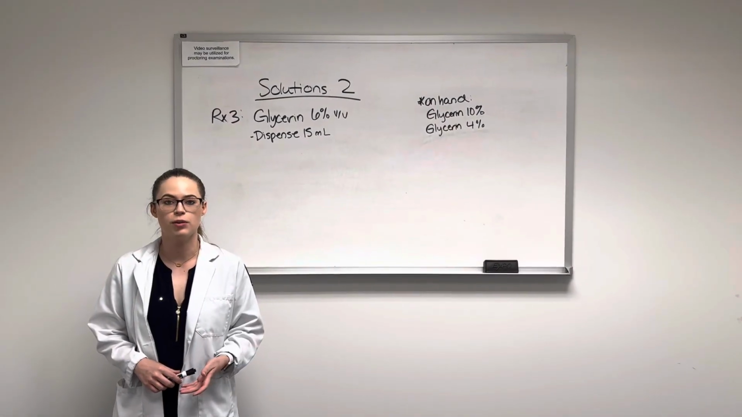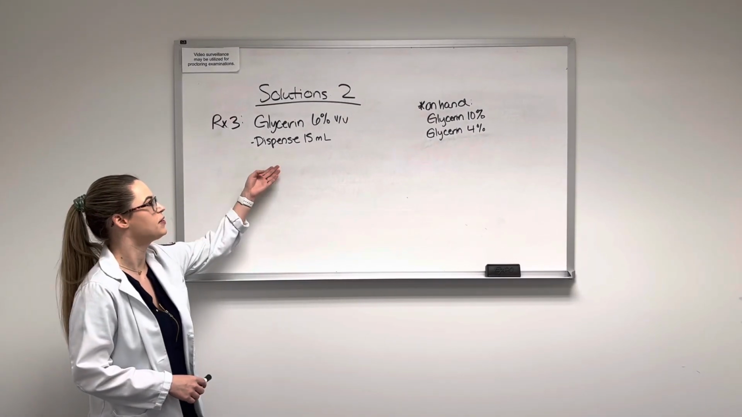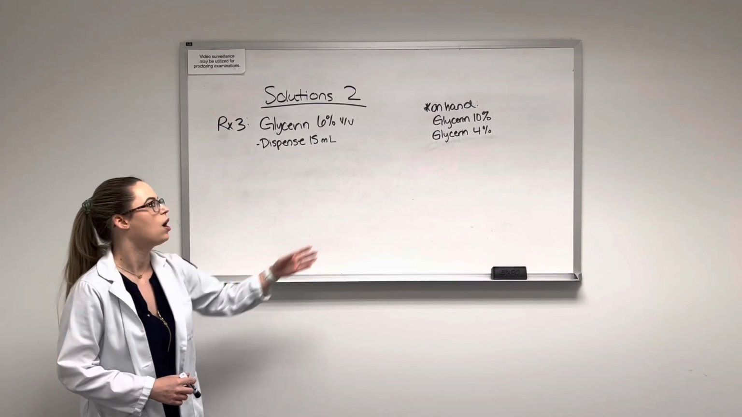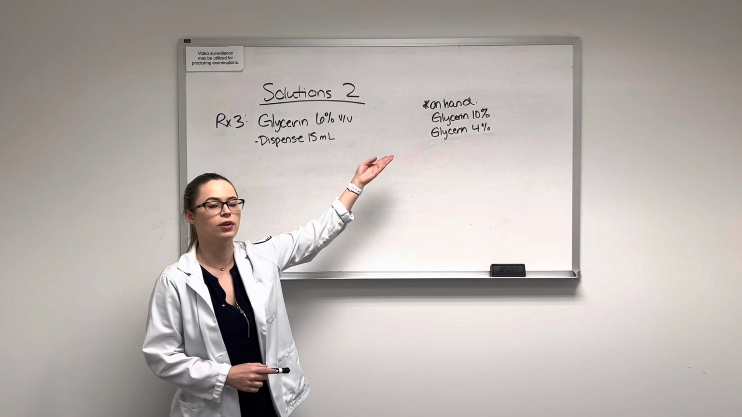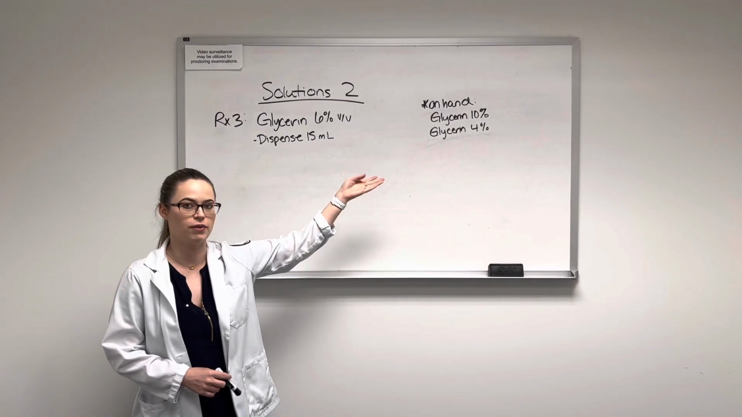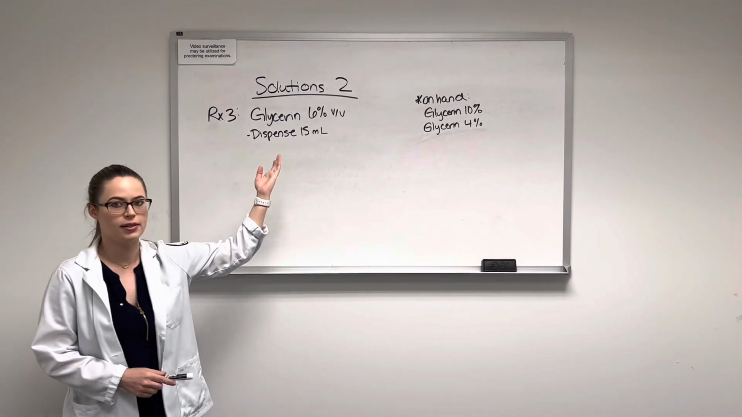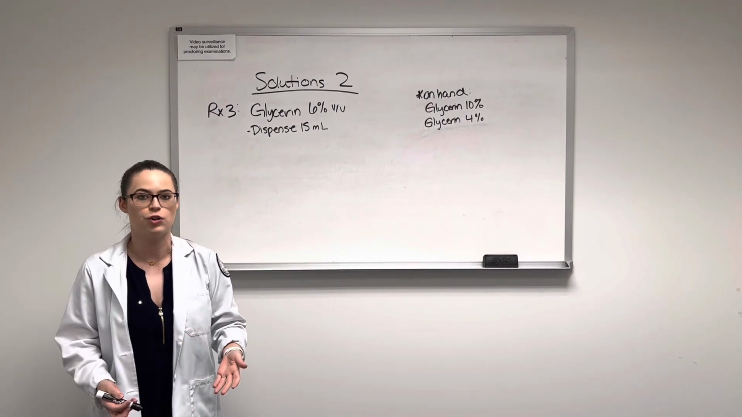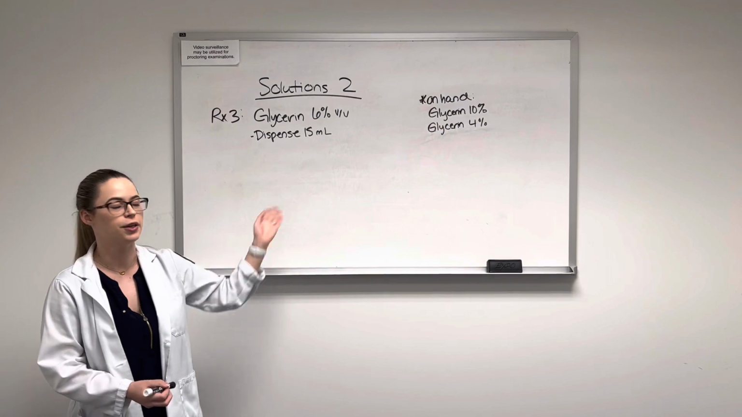Our third and final prescription today is for a 15 milliliter solution of glycerin 6%. However, on hand in your pharmacy, you only have glycerin 10% and glycerin 4%. So how do we get 6%? You may remember from last lab, we introduced the alligation method. That is exactly what we're going to use here.